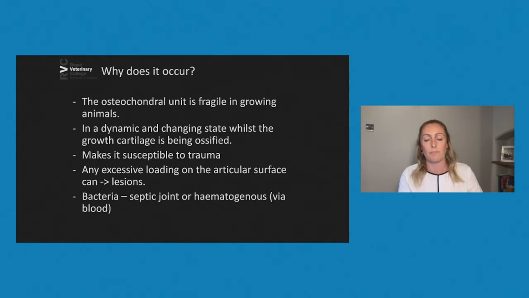Additionally, a failure in vascular supply can also occur secondary to a septic process. So if there was a septic joint in that location, bacteria can enter the cartilage from a septic joint or via hematogenous or blood supply as well. So that can additionally cause a failure in vascular supply.